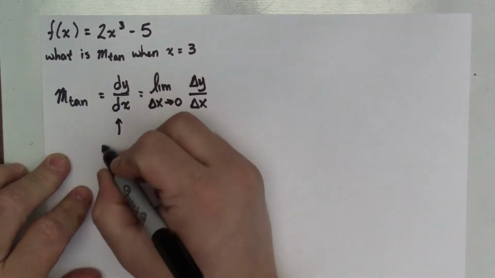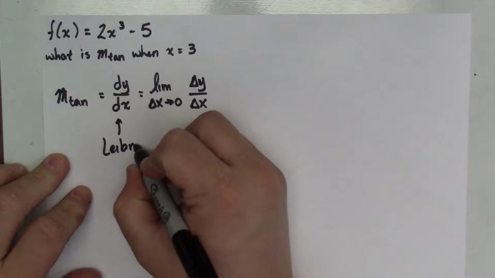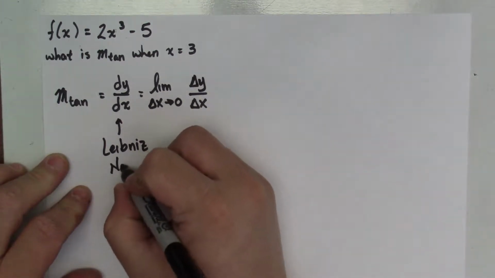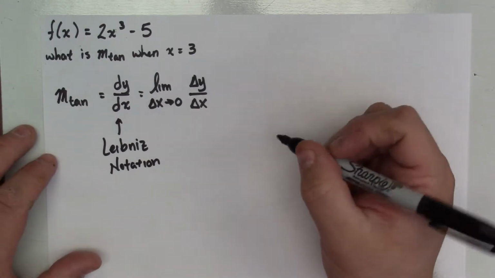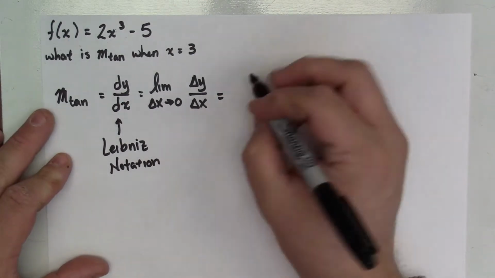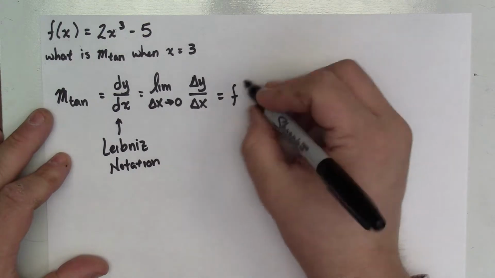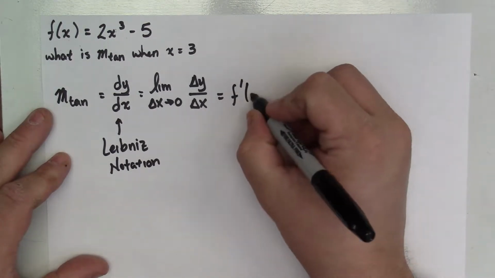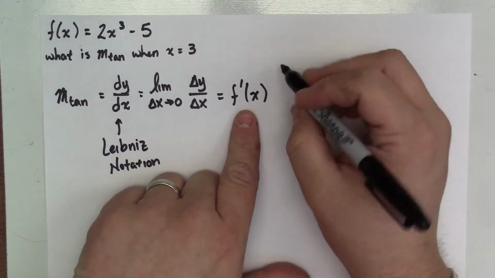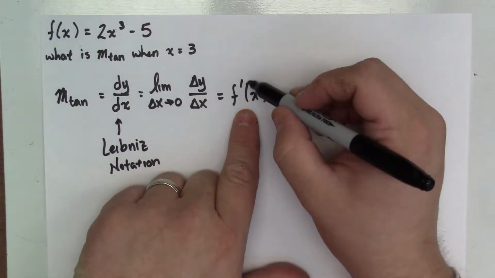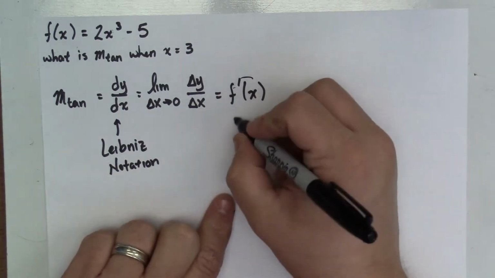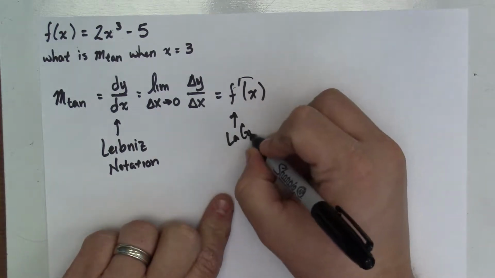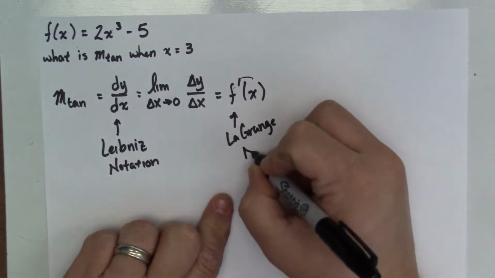This is denoted as Leibniz notation. There actually is a Newton notation, but no one ever uses it because it's silly. And then the other one that you're probably going to start seeing is f prime of x. That's just a little apostrophe hanging out there. What that means is this is the derivative of x, and this is Lagrange notation.